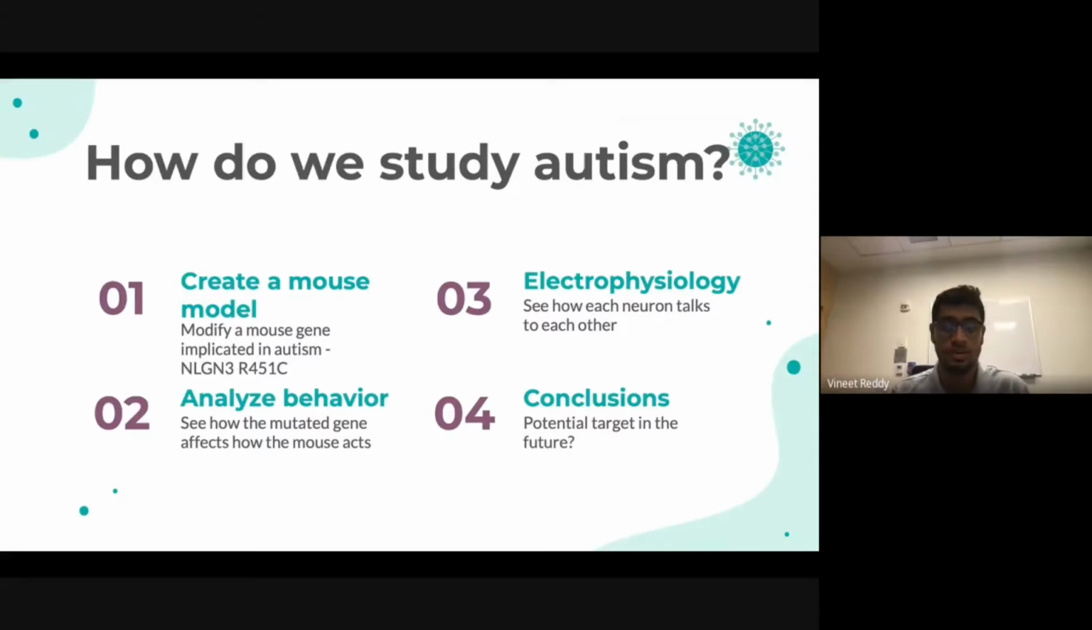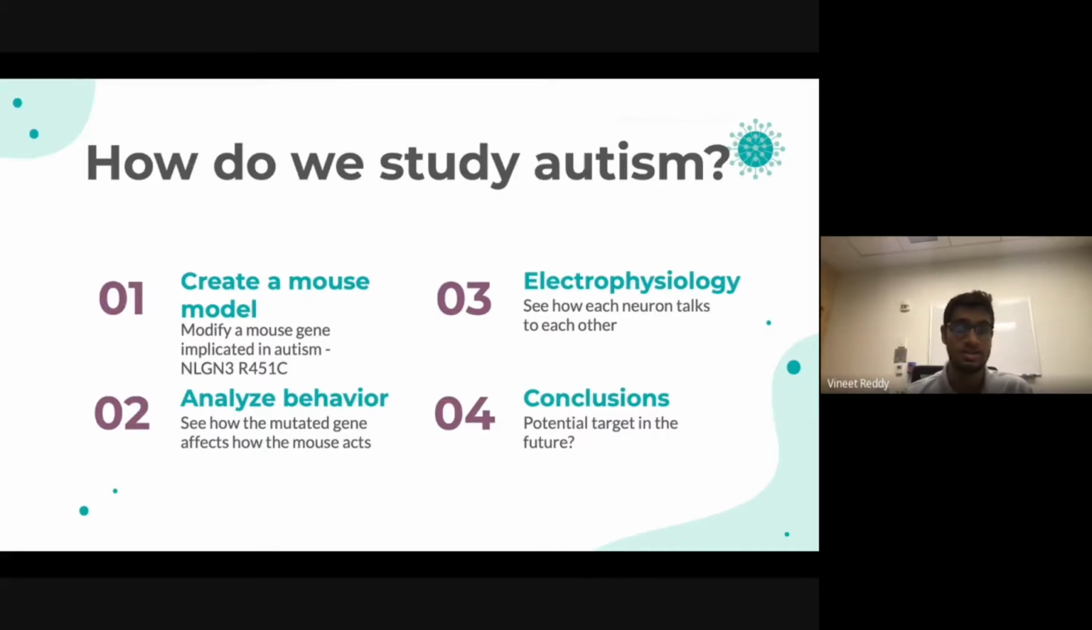So this is a general workflow as to how our lab studies autism. The first part of the process is we have to use an animal model, because we have to study this disorder within an animal model to understand more information about how the neurons connect and how the animal behaves. So first, we have to create a mouse model.